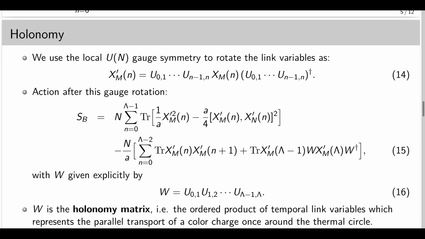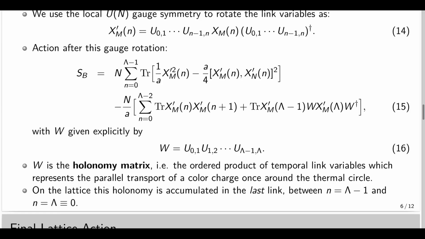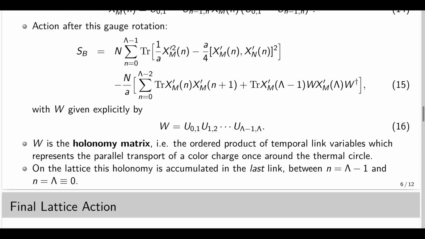The matrix W is defined as the product u sub 0, 1 times u sub 1, 2, up to u sub lambda minus 1, lambda. Equation 16. This matrix W is the holonomy, the parallel transport once around the Euclidean time circle. On the lattice, we can concentrate this holonomy on the last link, from lambda minus 1 to 0, so all other temporal links are effectively gauged away, while W carries the global information around the circle.